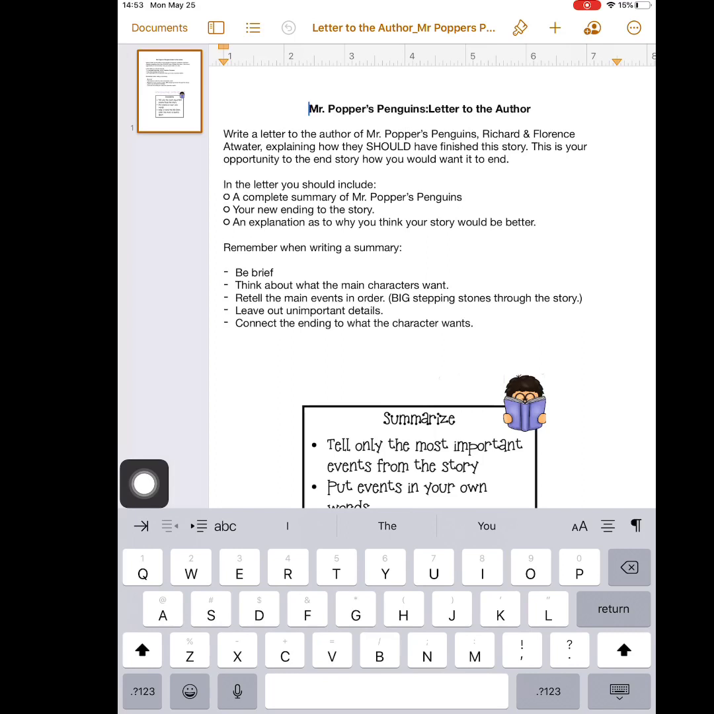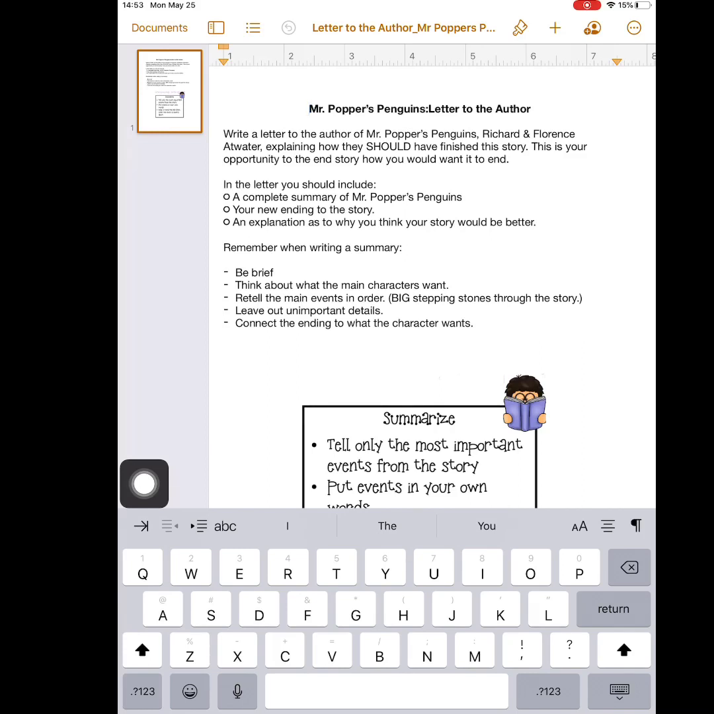The first option is called Mr. Popper's Penguins Letter to the Author. You will write a letter to the authors of Mr. Popper's Penguins, Richard and Florence Atwater, explaining how they should have finished the story. This is your opportunity to end the story how you would want to end it. Make sure in this one that you are including a complete summary. The focus of this assignment is to summarize the way that we've learned in class, so make sure that you have all of the pieces within this story.